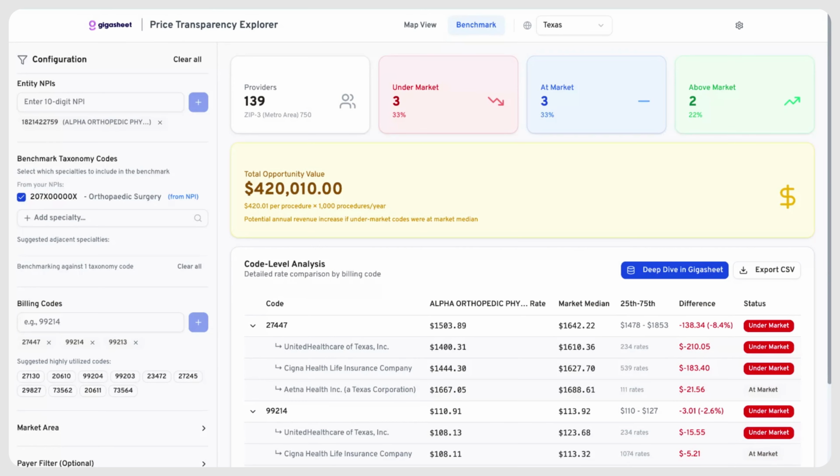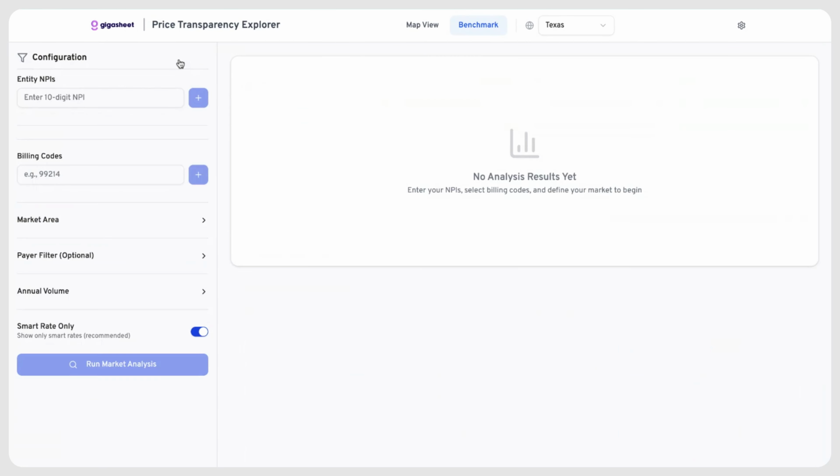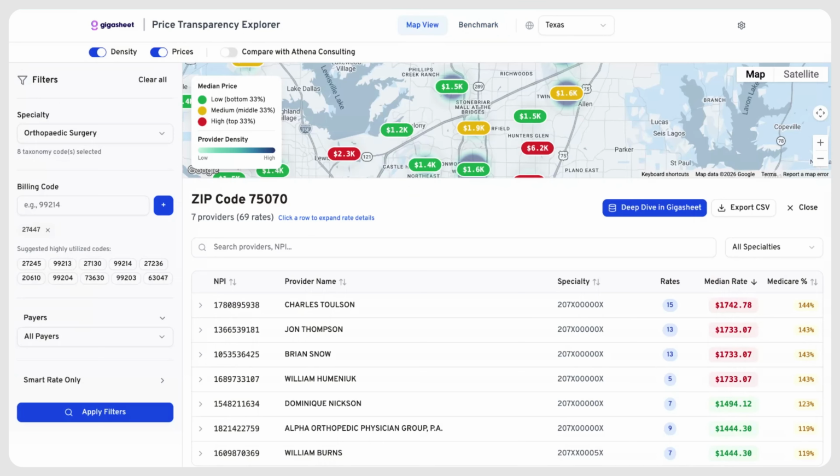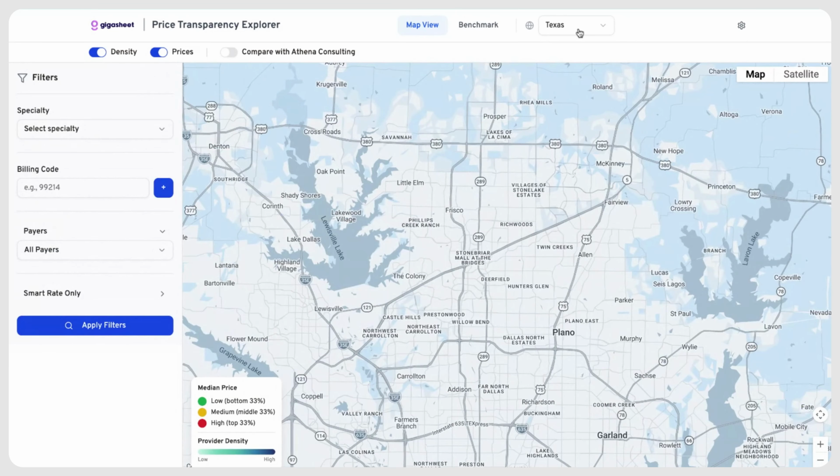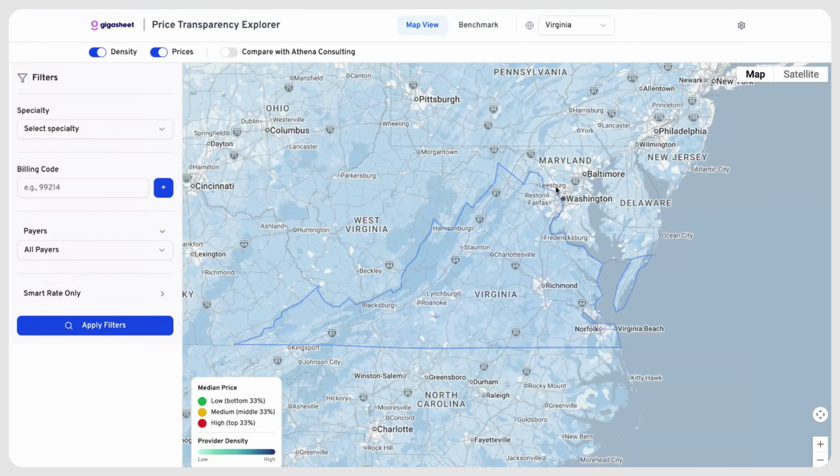I'll pause there and then I'll flip over to our map view again, and we're going to take a look at the self-funded employer perspective. But if you have questions along the way, you can definitely put them in the chat and we will come to those at the end of the session. So I'm just going to clear this out and then we're going to move over to Virginia and take a look at some other data.